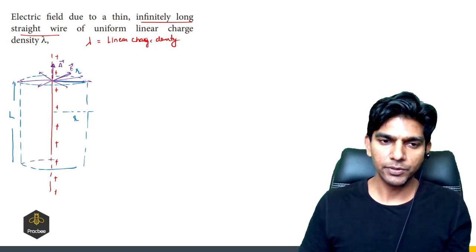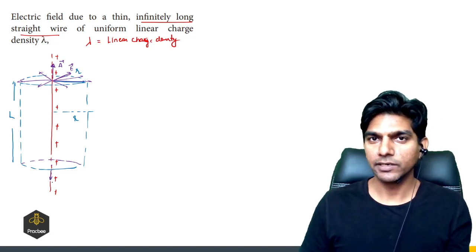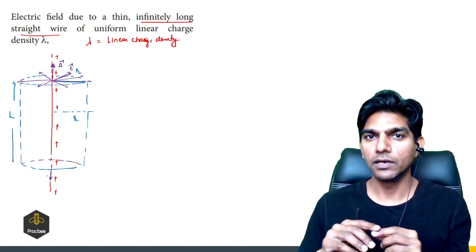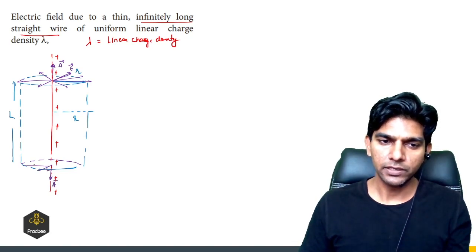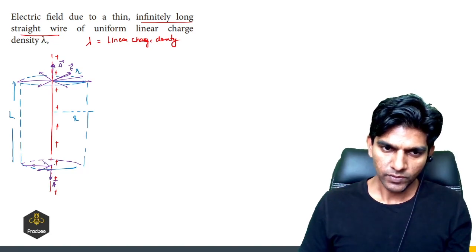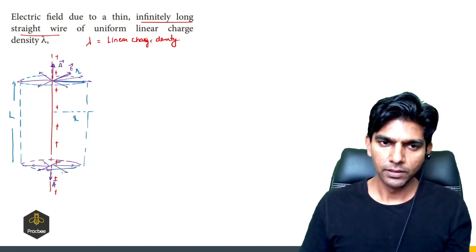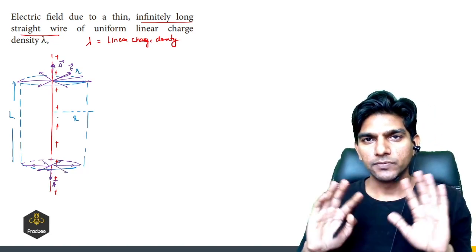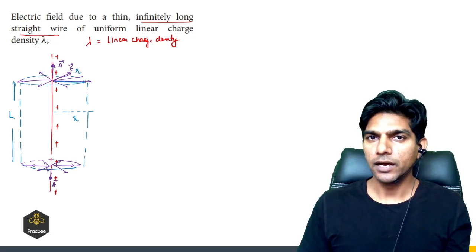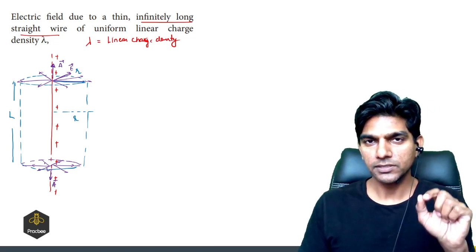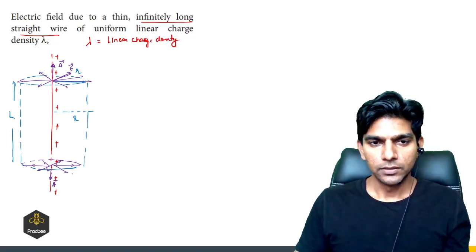Similarly, we can say there will be no flux linked with the bottom surface, because the area vector will be in the downward direction. In a closed surface, we always take an outward normal as the area vector. So this area is perpendicular to the field, because the field is parallel to the area. So we're left with only the curved surface. And by symmetry, every point on the curved surface is at a perpendicular distance r from the line charge.